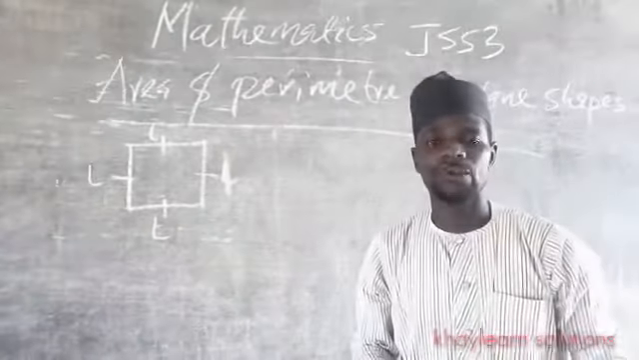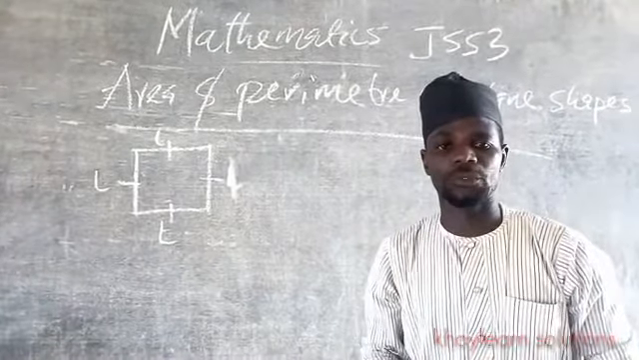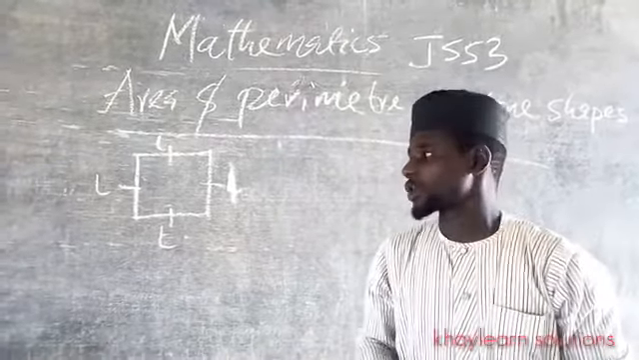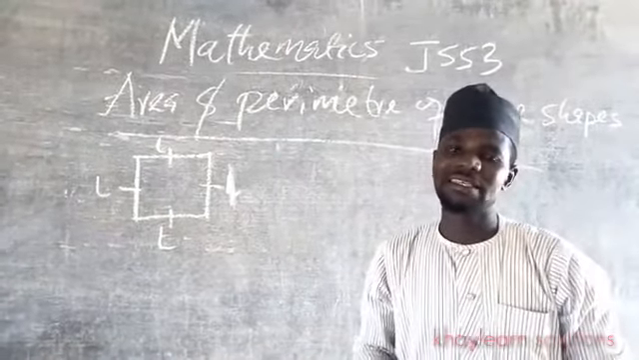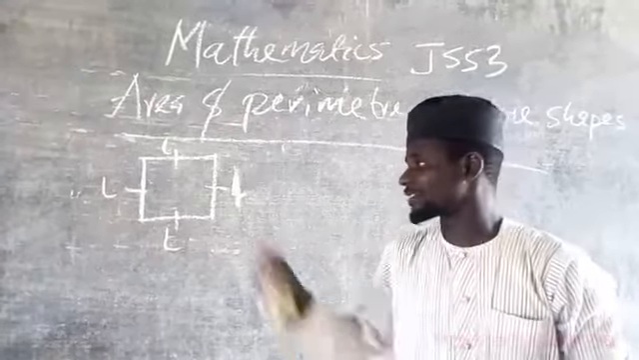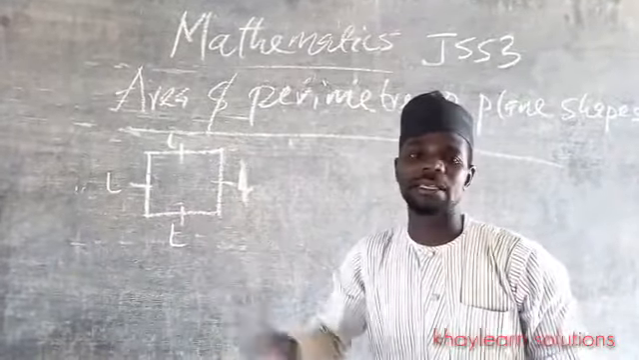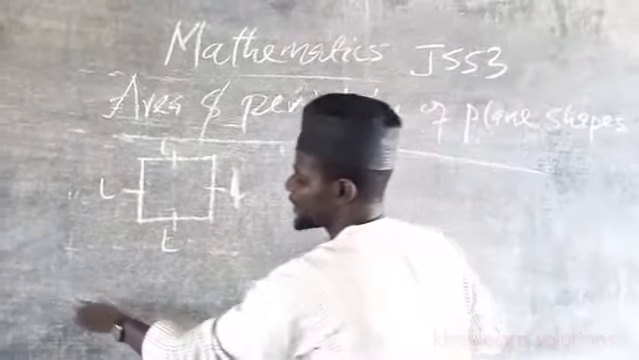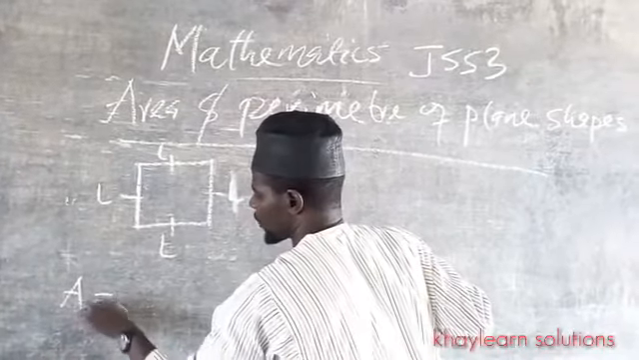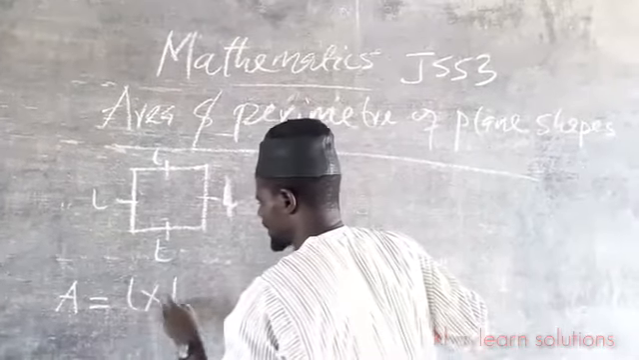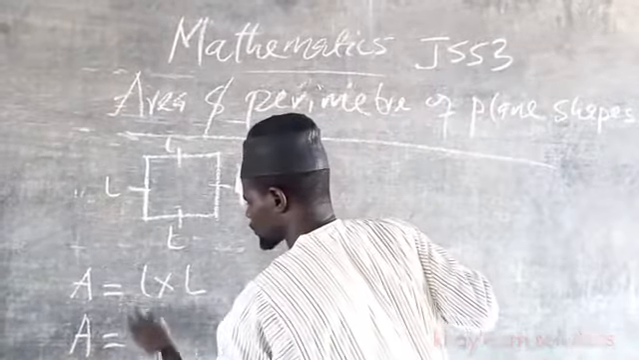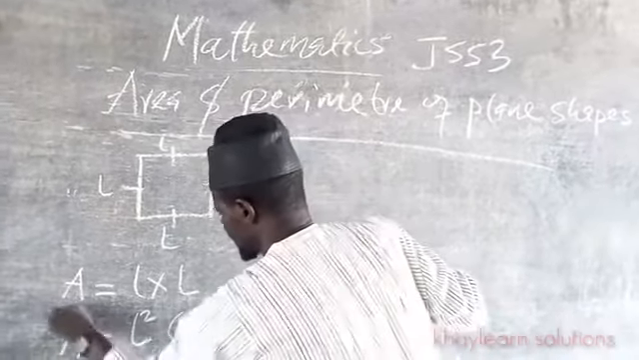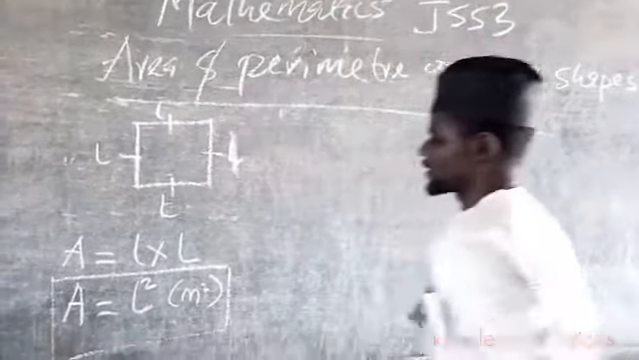Just like I promised, we are going to talk about the areas and perimeters of these plane shapes one by one. So the first one I have is just a square, as we see on the board. A square has equal sides, as you all know. Since it has equal sides, meaning the first, second, third and fourth lines are all equal. So with this we can have the area of this shape as A equals length times length, which means the area will be equal to L squared, and the SI unit is meter squared. So this is the area of the square.